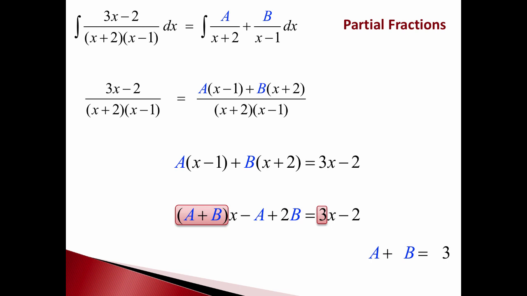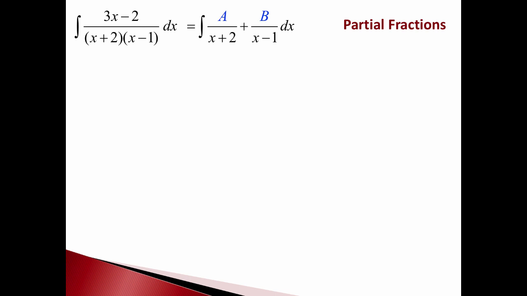Okay, that's all well and good with the x's, but you can still play the same game with just the plain old numbers. What plain old number do I have on the left that doesn't even have an x with it? Well, that's negative a plus 2b. On the right, the plain old numbers turn out to be negative 2. So whatever a and b are, negative a plus 2b has to be the same as negative 2. Okay? So now I have two equations and two unknowns, the a and the b, and I can set about doing whatever way of solving systems of equations you liked in high school to figure out what the a and the b are.